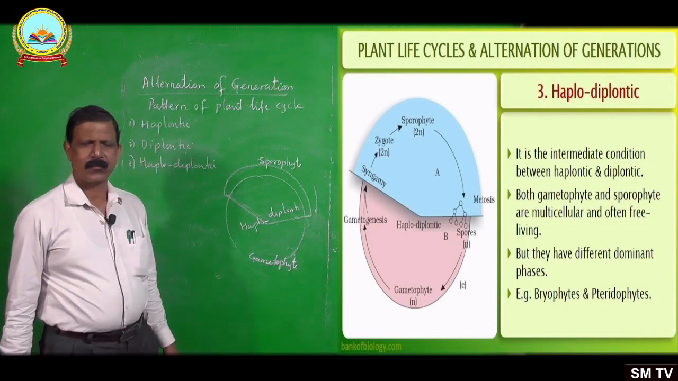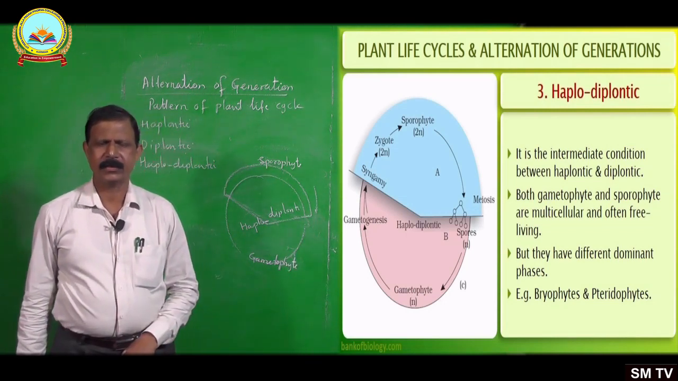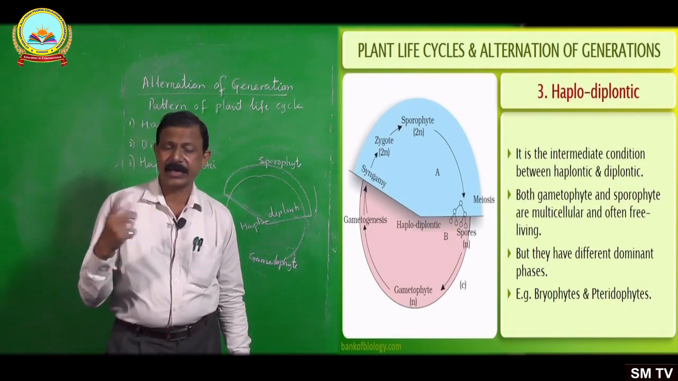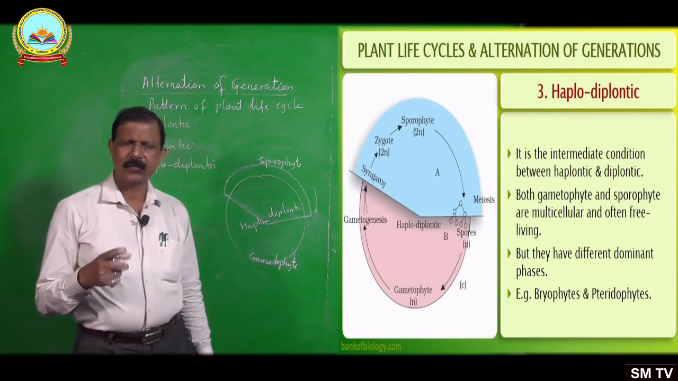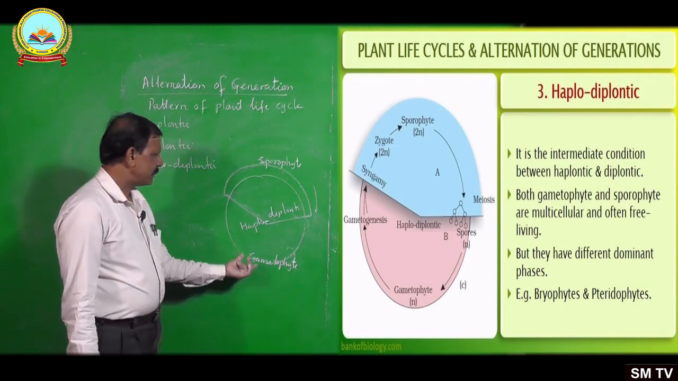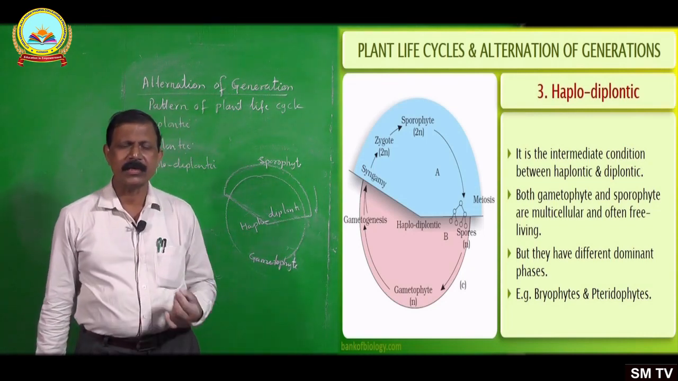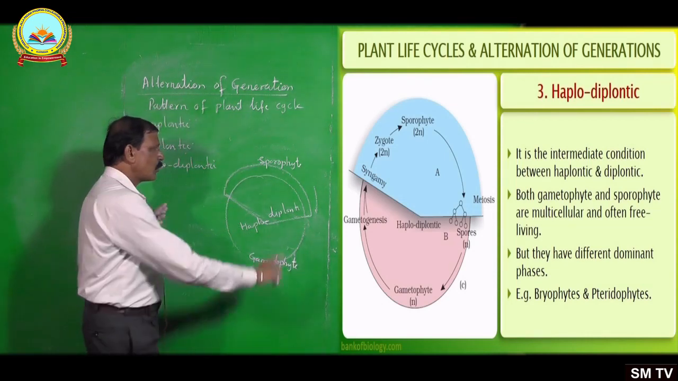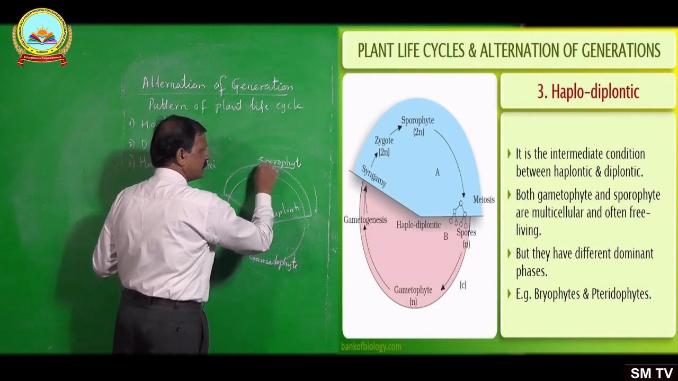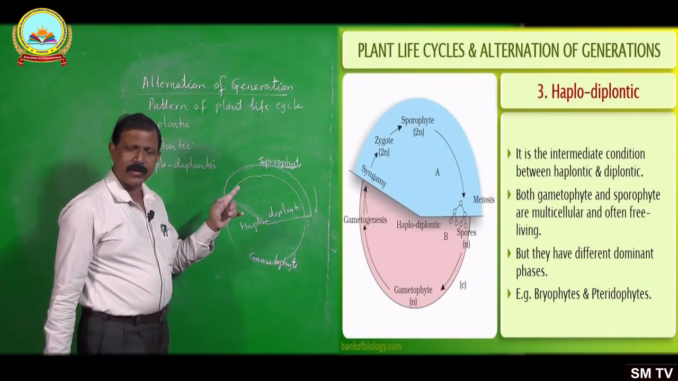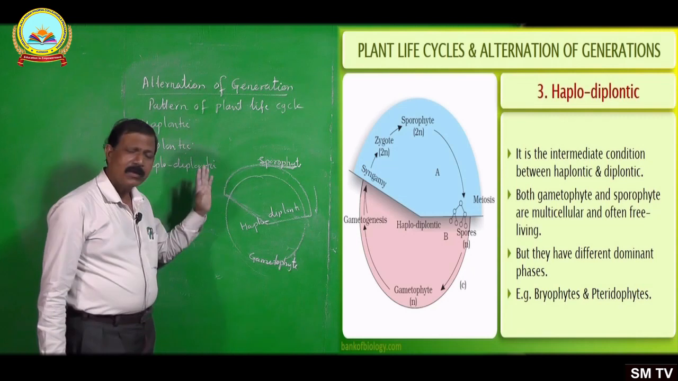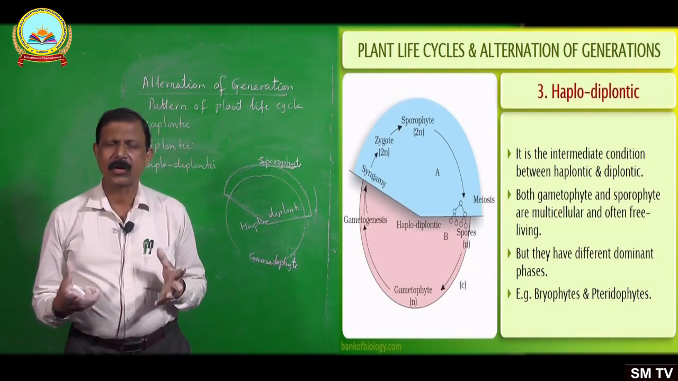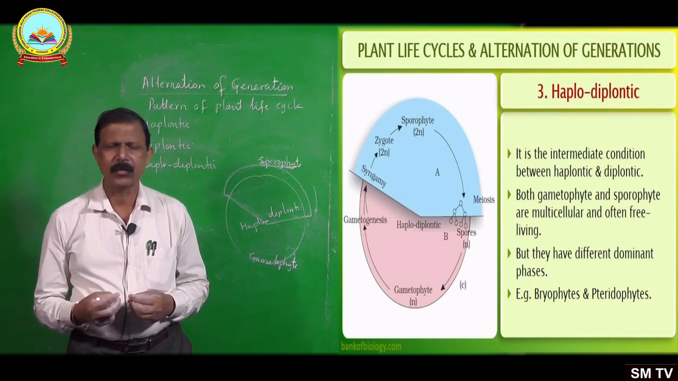The sporophyte and the gametophyte alternate. The gametophyte is particularly responsible for the production of the gametes, and the sporophyte is the plant body. The sporophyte undergoes meiosis, and that results in the formation of spores.